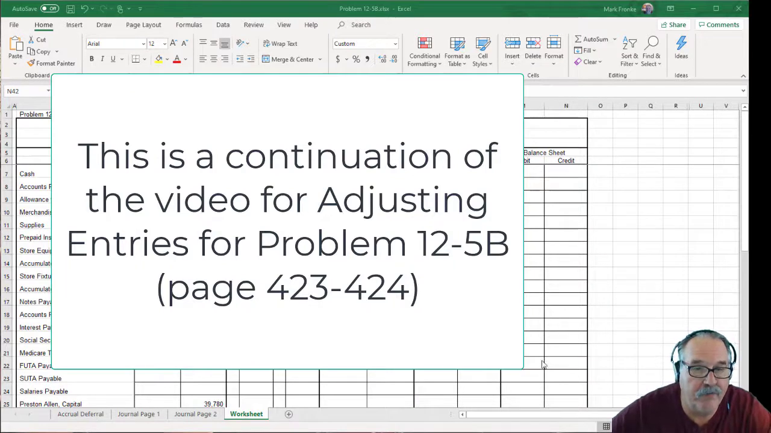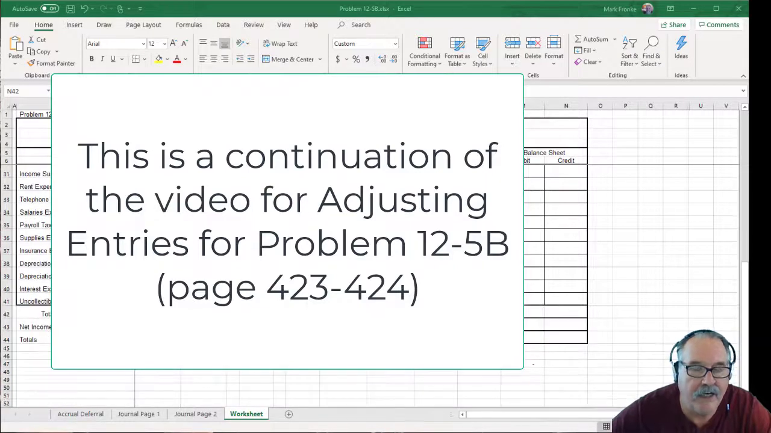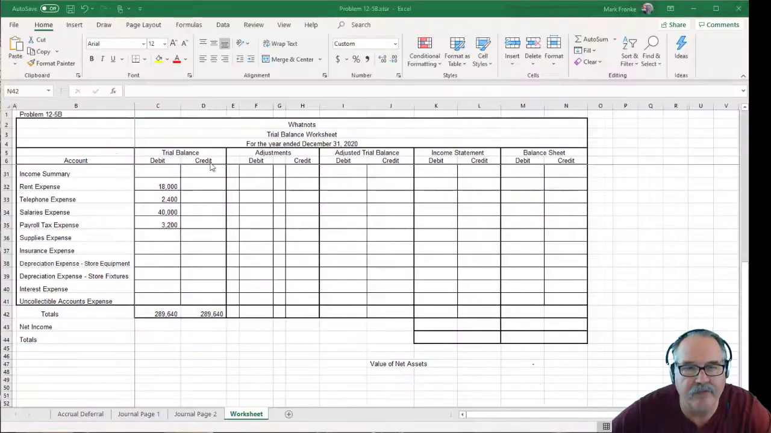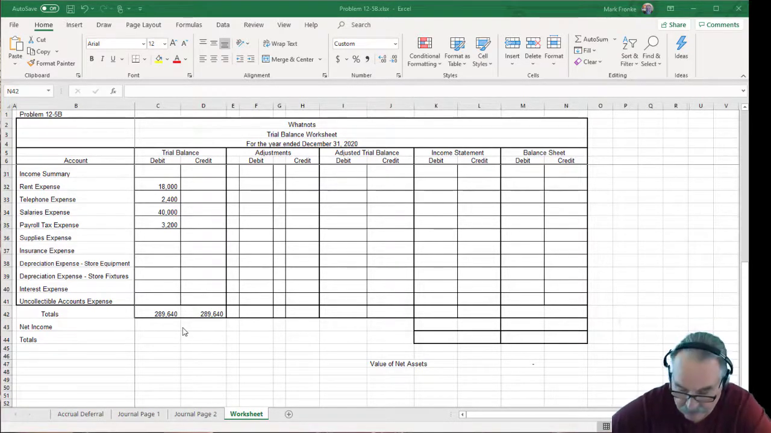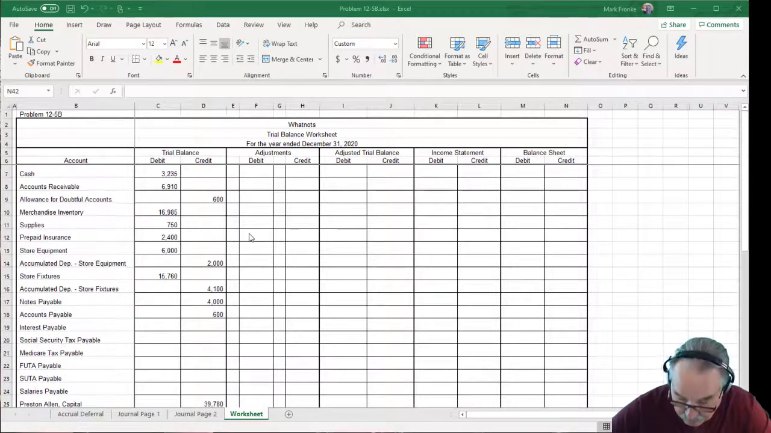We first of all have the trial balance in here, all balanced out. I have frozen the panes on here. You can see that I can scroll down and I've frozen these titles up at the top. In our trial balance, we have $289,640 in total. These amounts come right from the textbook, on pages 423 and 424, problem 12.5b. We're going to go through and post the adjustments one by one.